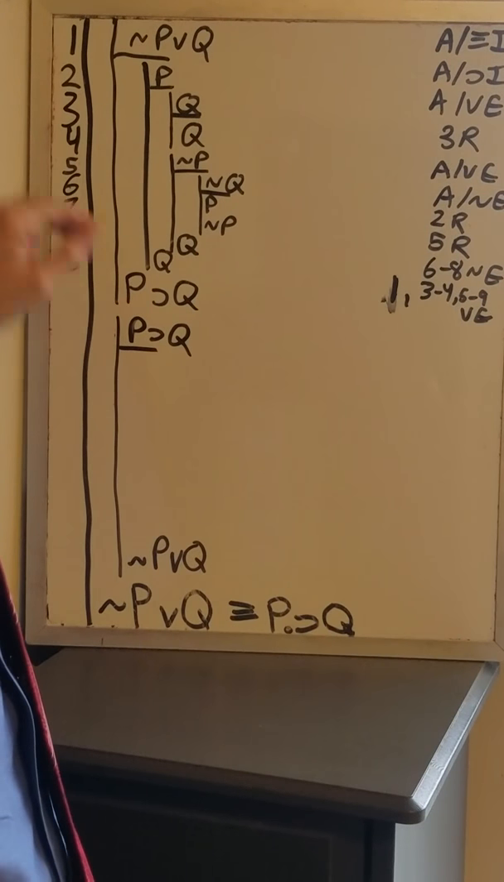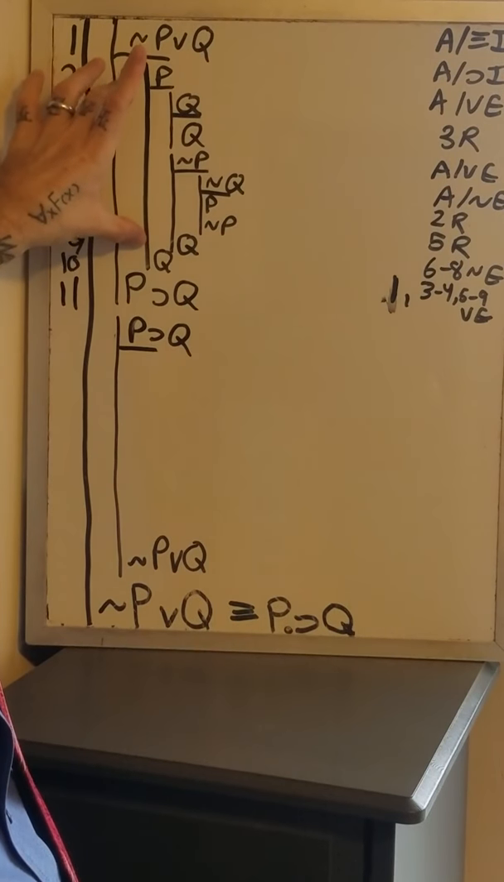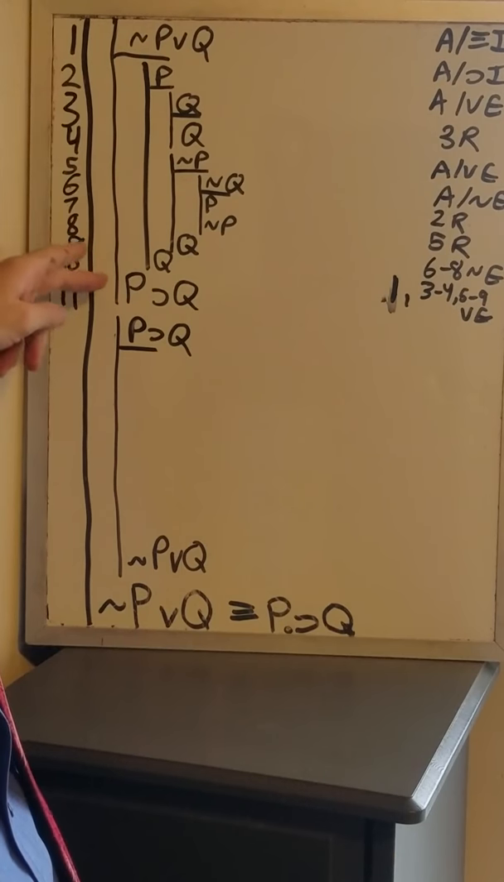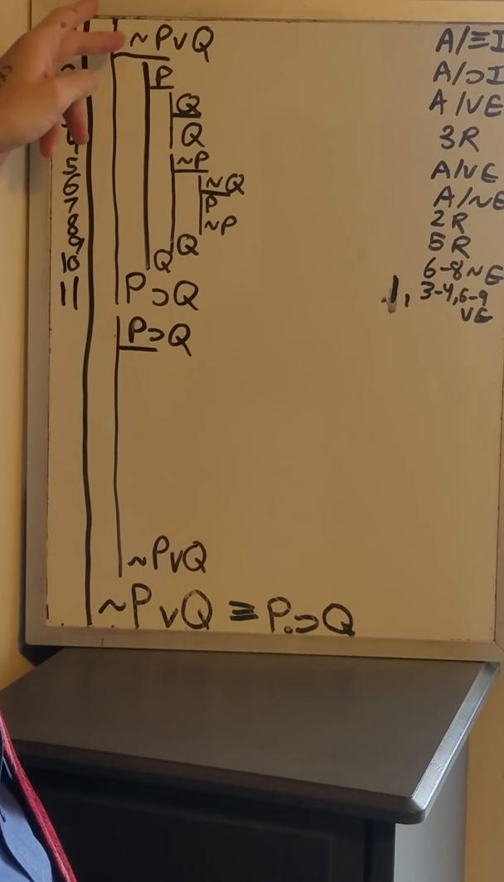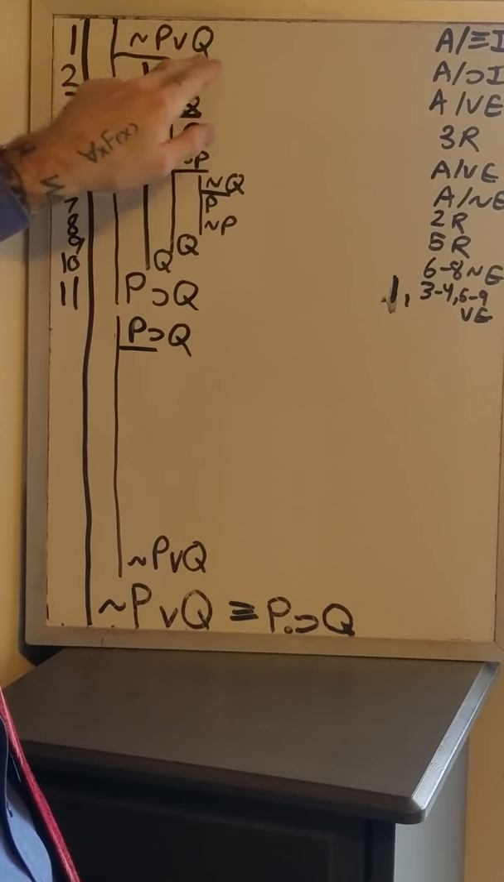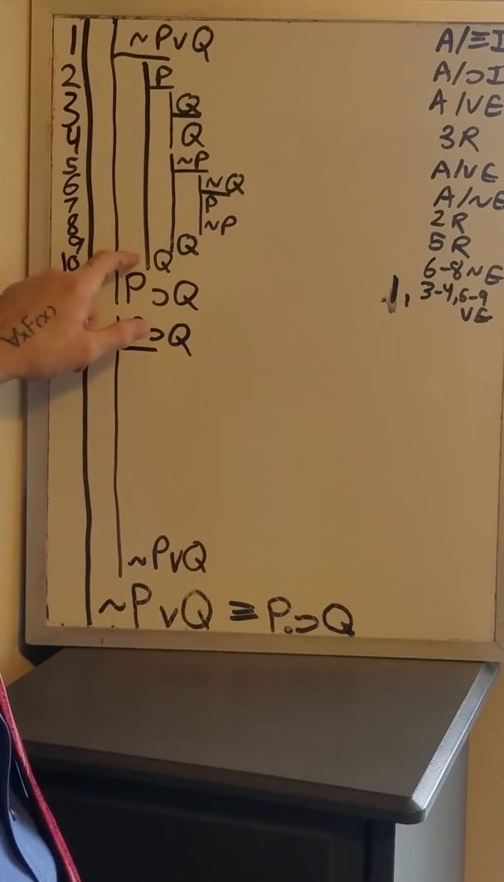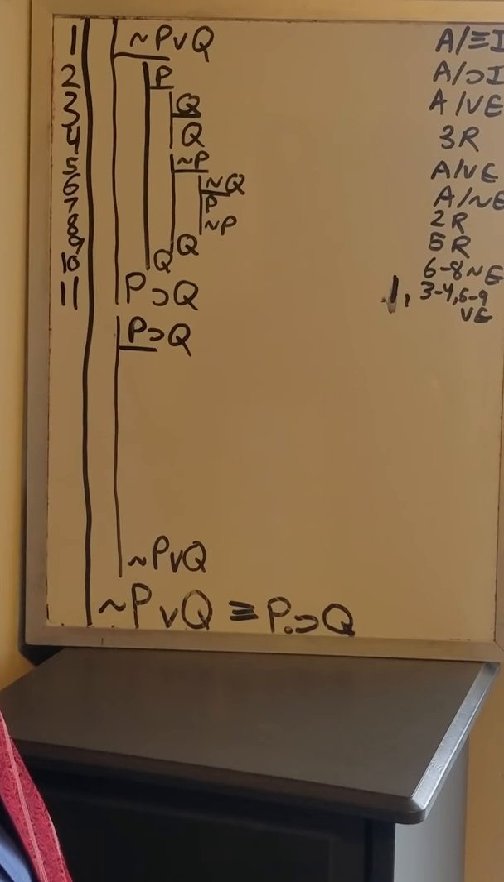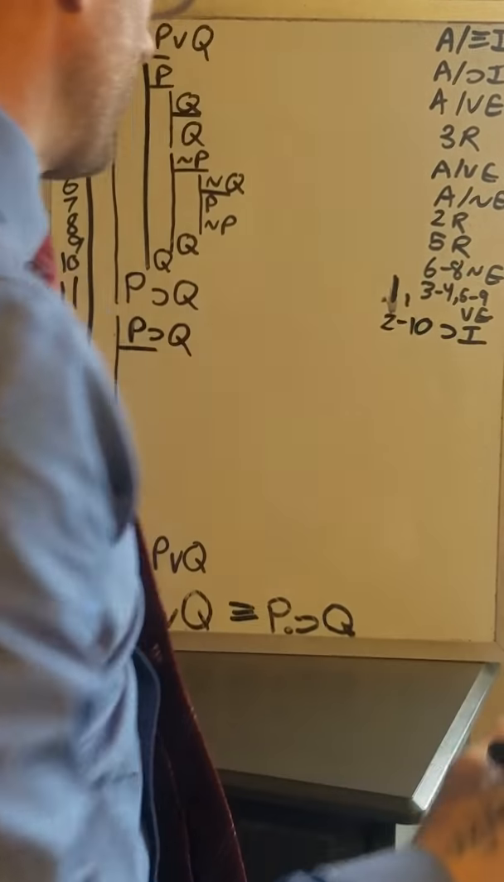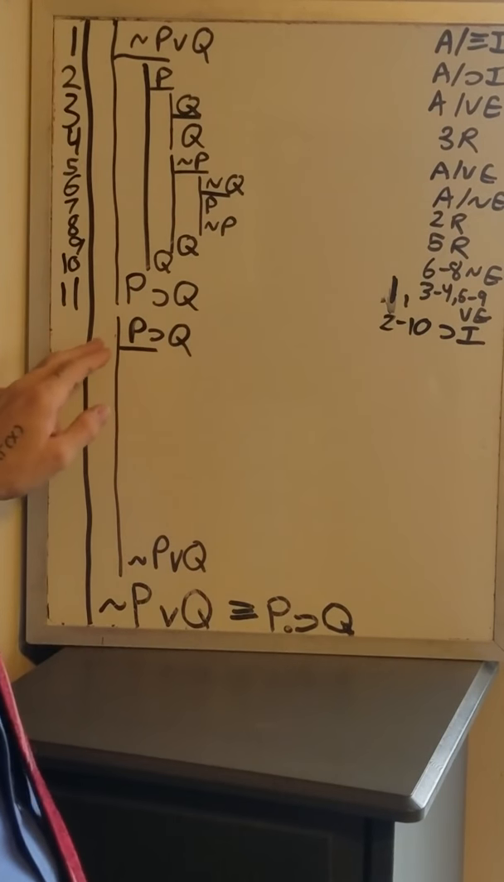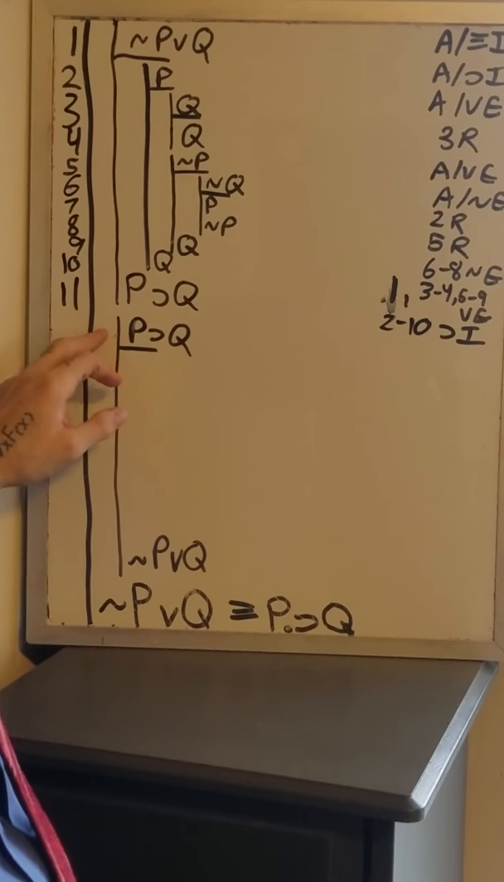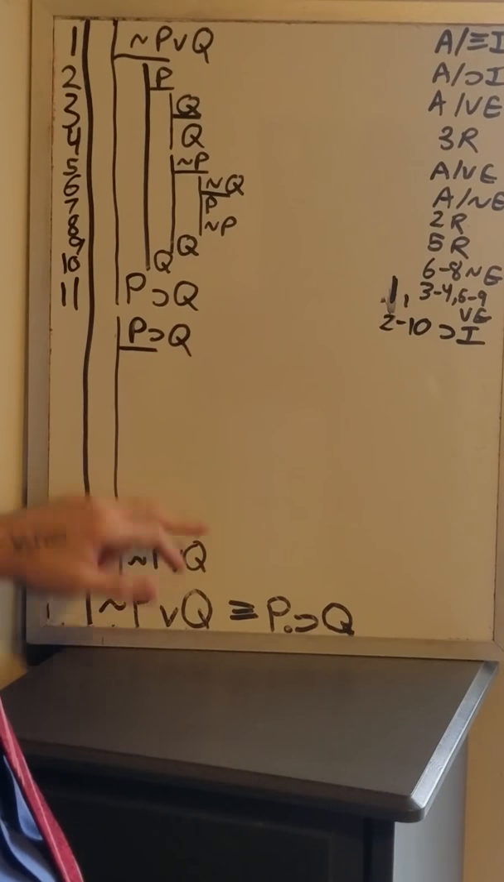So in line 11, we're now able to close this subderivation off, and we're done with this direction of the proof. We've shown that if not P or Q, then if P then Q. And we did that by lines 2 through 10, conditional introduction. Okay, so now we're down here. We need to go from if P then Q to not P or Q.